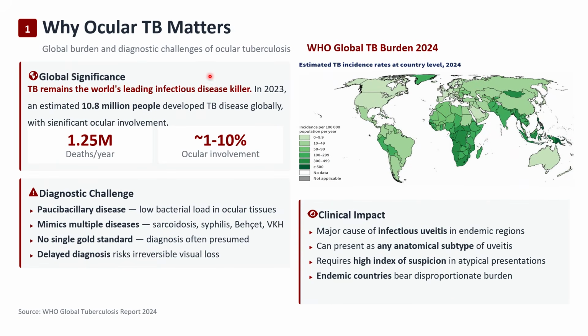Now, as reported by the WHO, TB remains the world-leading infectious disease killer, with around 1.25 million dying per year. And ocular involvement represents 1 to 10% among all cases of tuberculosis. Actually, this figure is not accurate or fixed because it depends on the endemicity and the location, on the infrastructure of the medical system, because it depends on early detection of the disease as well as the ability of the medical people to identify tuberculous uveitis.